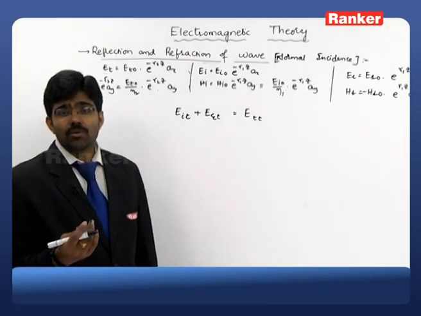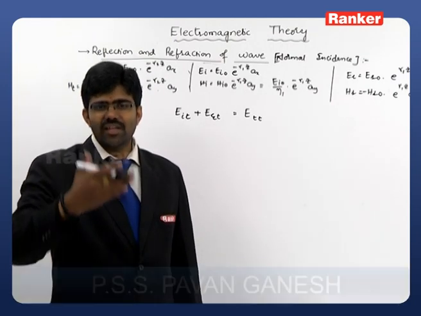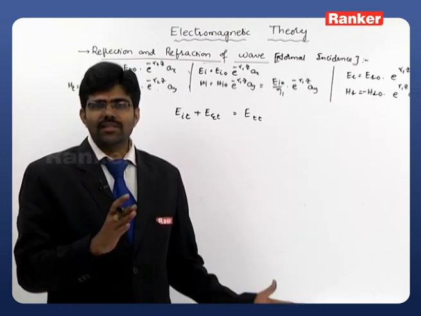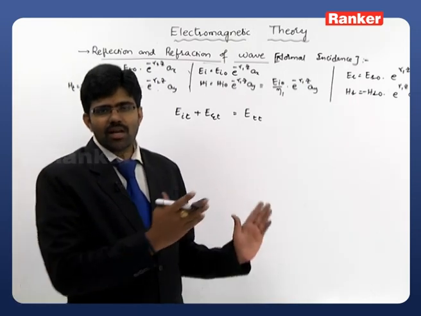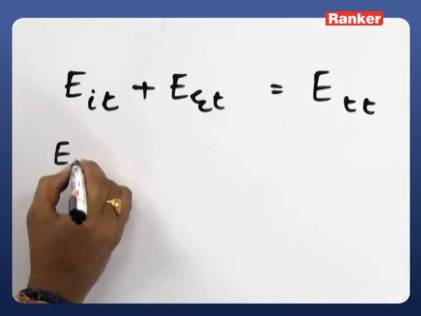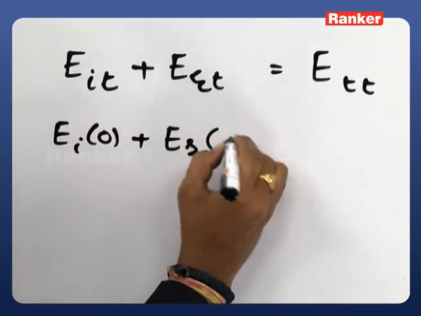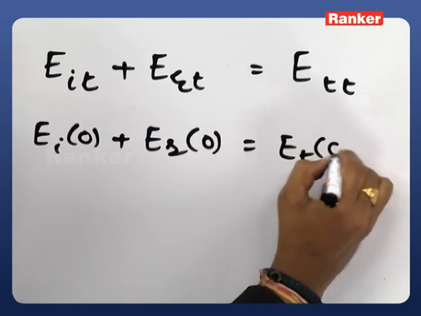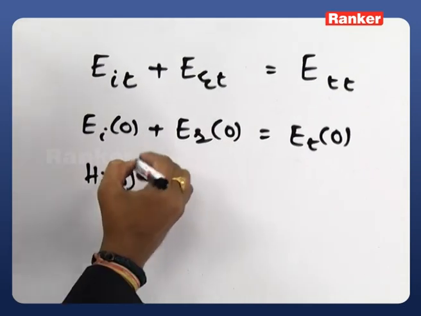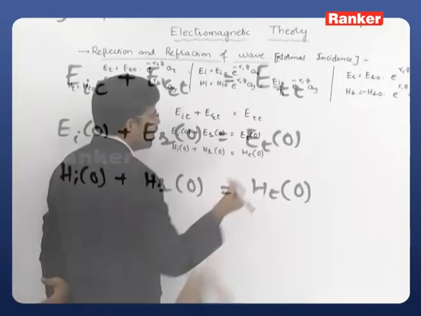Now how do we obtain the field components at the boundary? Just by simply substituting z equals 0. Since we are considering the boundary exactly at z equals 0, by substituting z equals 0, we can get all the tangential components. So I will write down the equations one by one here: EIT plus ERT is nothing but EI of 0 plus ER of 0, which is equal to ET of 0. Similarly, HI of 0 at the boundary plus HR of 0 is equal to HT of 0.